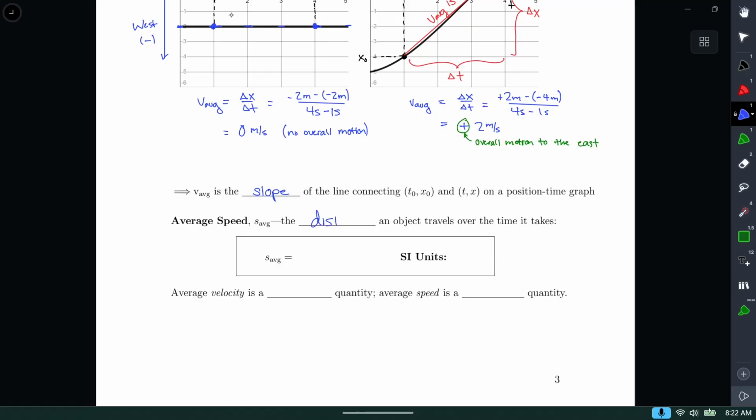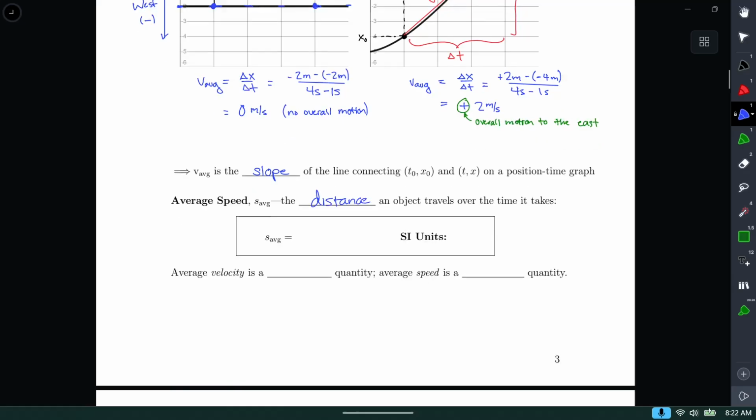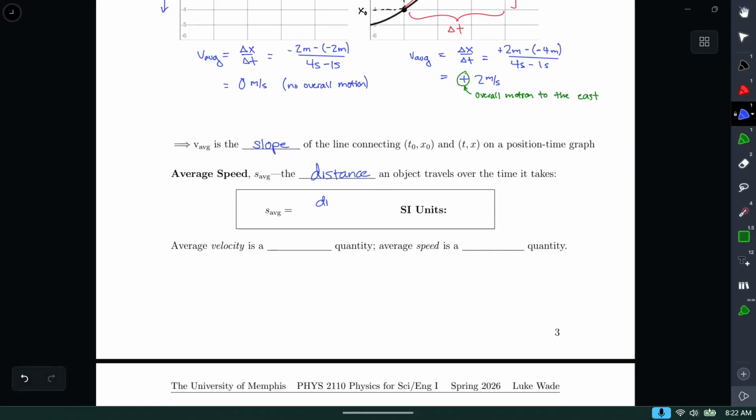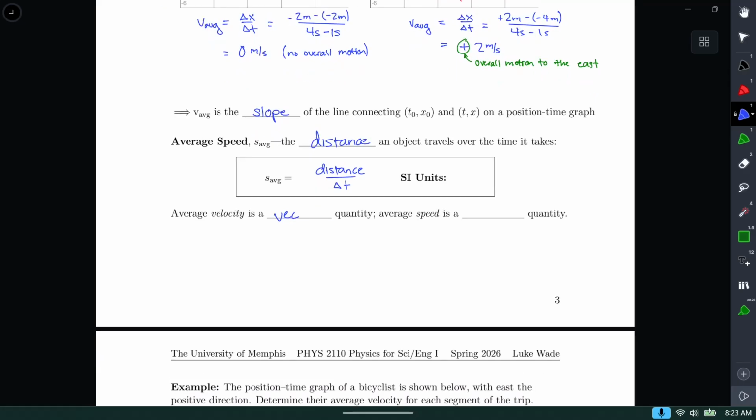It's distance over time, not displacement. So, distance over delta t. It's so unimportant for us that I'm not even going to give distance a proper variable. So the big difference is velocity is a vector quantity and speed is a scalar. So again, it's that velocity has a direction, speed does not.